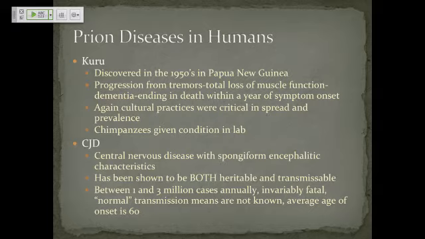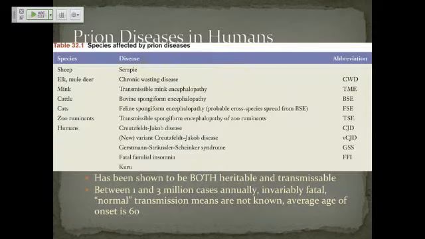With NVCJD, the average age of onset is in the mid-20s, about 26. NVCJD has a slower symptom progression, and CJD obviously has a faster symptom progression. So this is just an overview of some of the known prion diseases in different animals. We talked about scrapie in sheep, mad cow, BSE in cattle, CJD, NVCJD in humans, Kuru in humans. Some of you may also be familiar with this one, fatal familial insomnia.